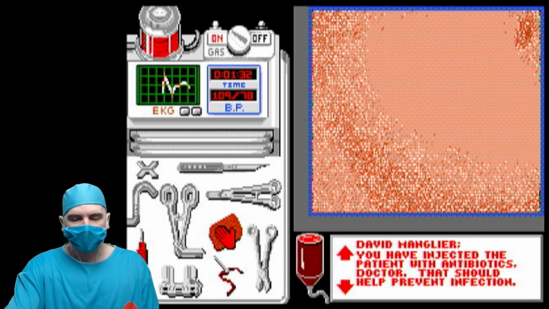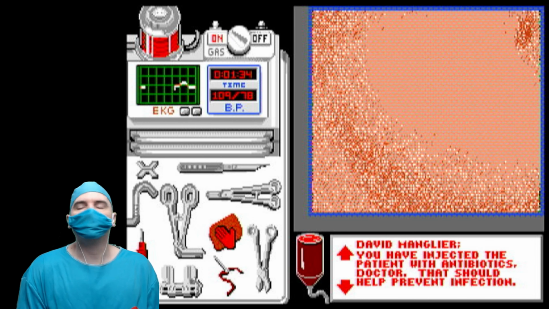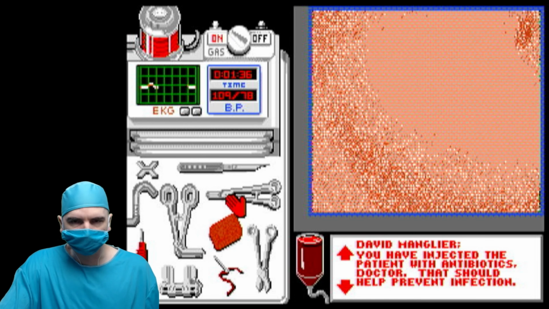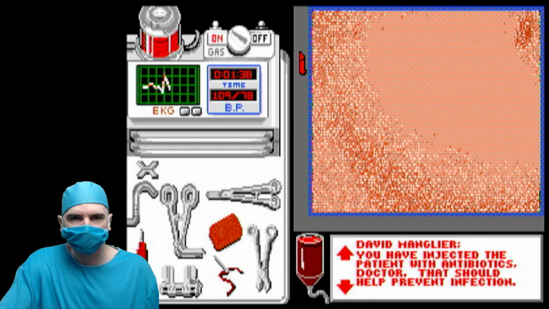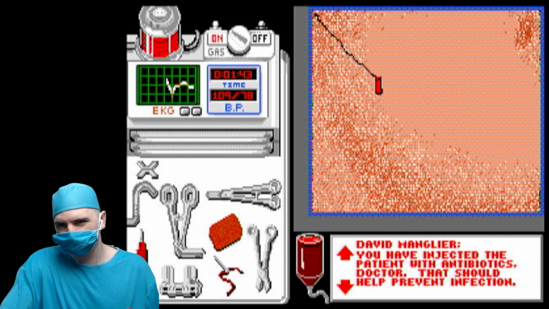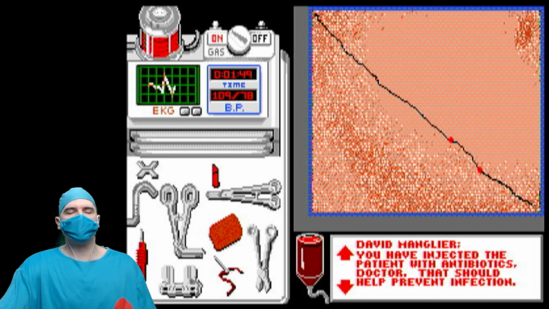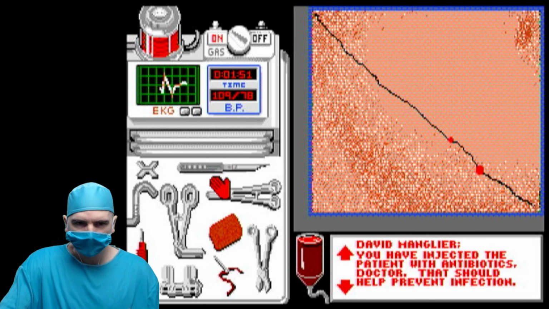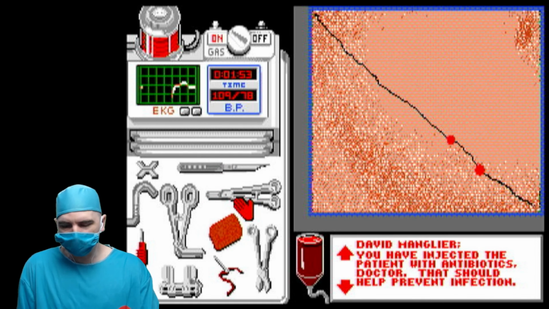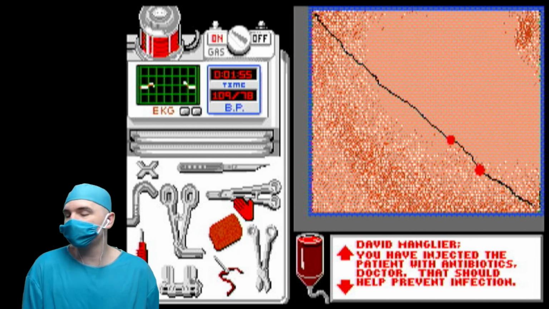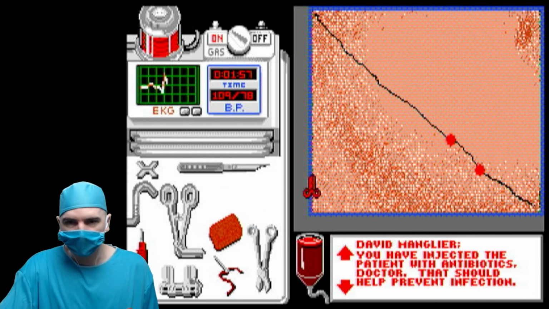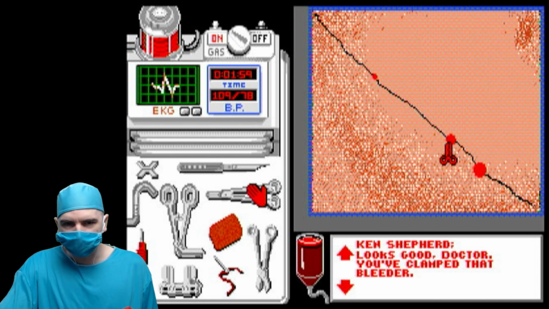So we get our scalpel. Yes, we're going to make a cut from the top left to the bottom right. Now you've got to get it absolutely perfect, or as perfect as it can be. Right, that looks good. Now we're going to get some bleeders. So for the bleeders, we're going to use forceps. We're going to need quite a lot of forceps today. So we're going to apply a forceps to each of those bleeders.